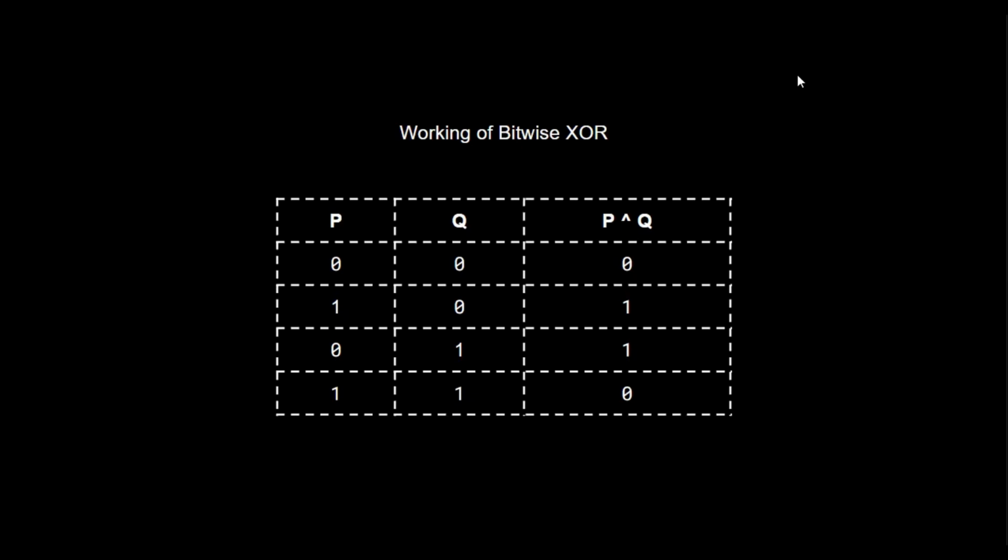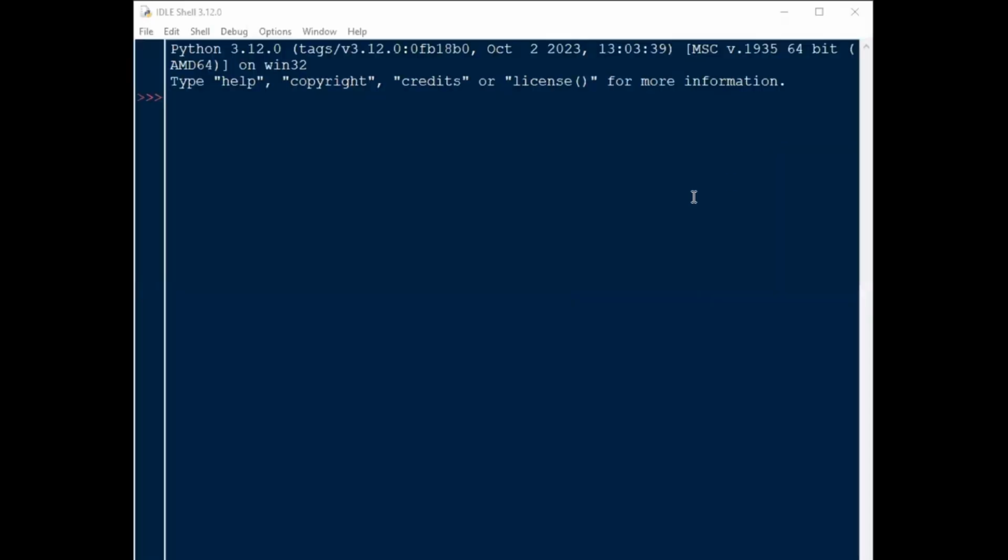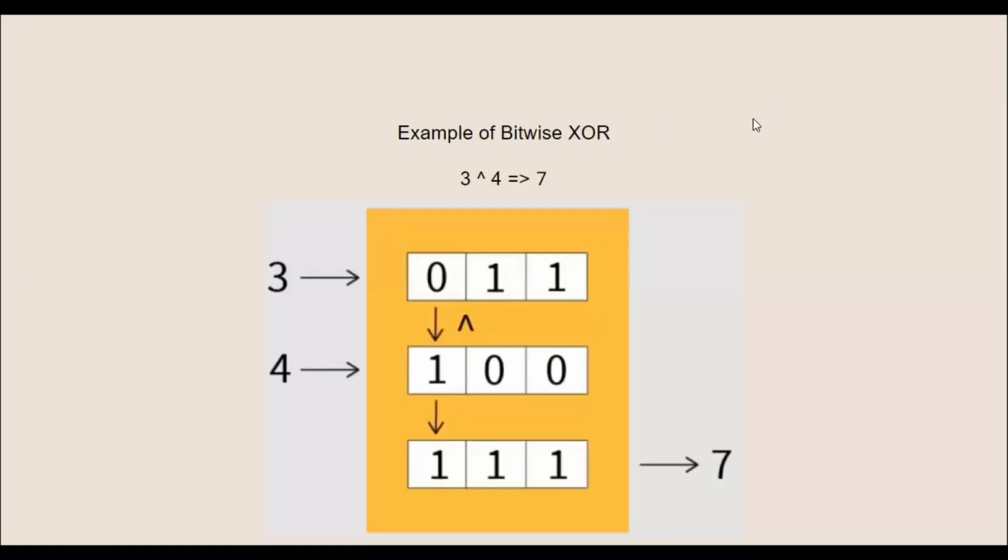Let's see this example on Python shell. So we'll take the same example, 3 XOR 4. We get again 7 as an answer. So here you can see an example of bitwise XOR where 3 XOR 4 gives us 7. Again, we can see 3 is represented as 0, 1, 1. 4 is represented as 1, 0, 0. So all are alternate bits in 3 and 4. So the resultant answer will be 7, like 1, 1, 1.